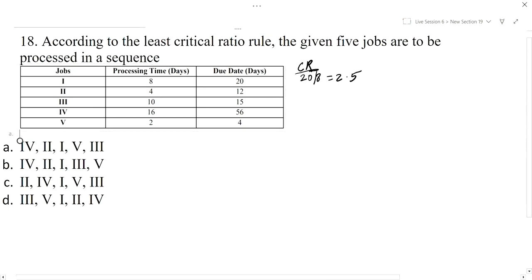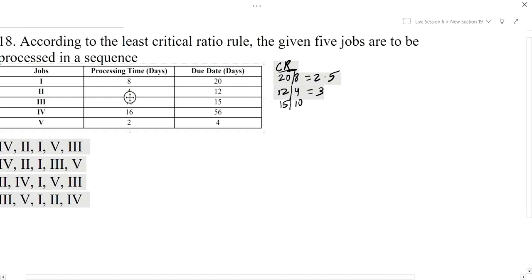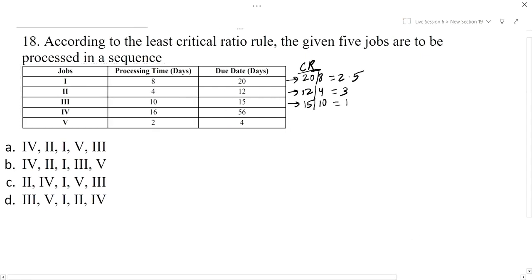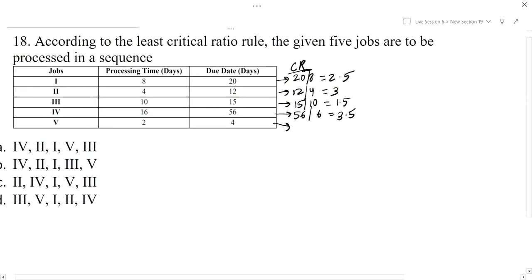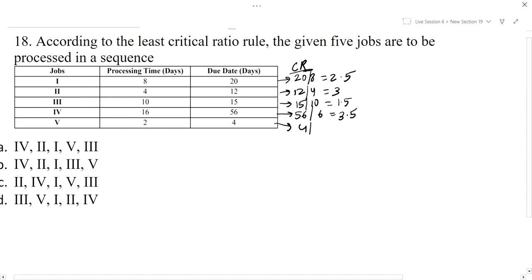For the next job, job 2, it is 12 by 4. The critical ratio is 3. For the next job it is 15 by 10. It is 1.5. For the next job it is 56 divided by 16. This will be 3.5. For the next job, the due date 4 divided by 2 is equal to 2.